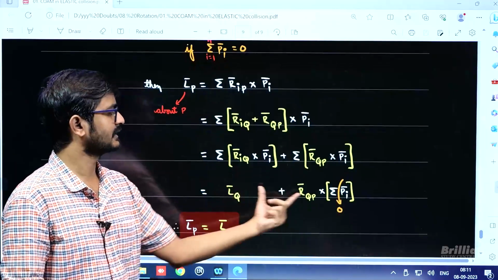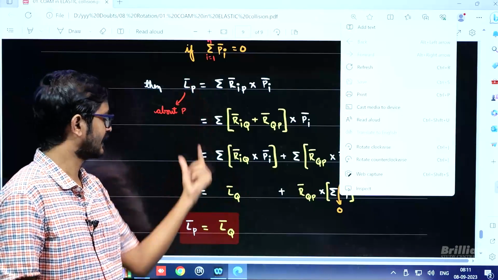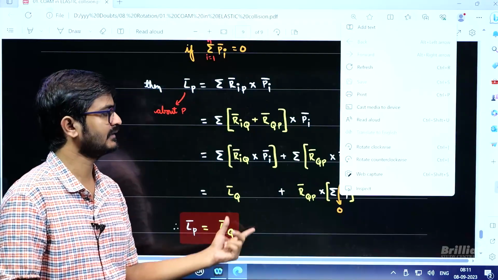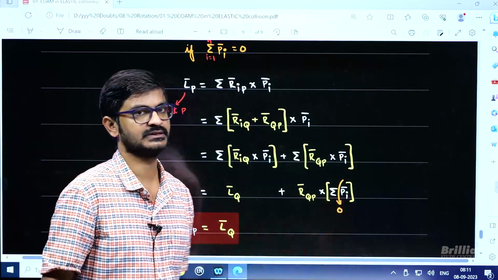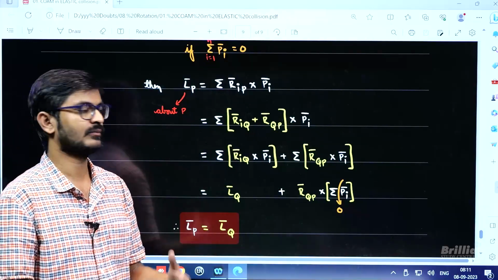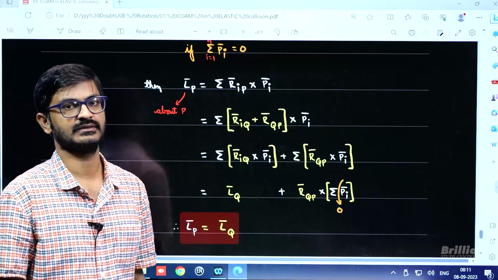Now you can see here, if this term becomes 0, then these two will be equal. That is, angular momentum about point P equals angular momentum about point Q. When will this happen? When net momentum of the system is 0. If the net momentum of the system is 0 in some frame, then no matter about which point you calculate angular momentum, it will turn out to be same, right?